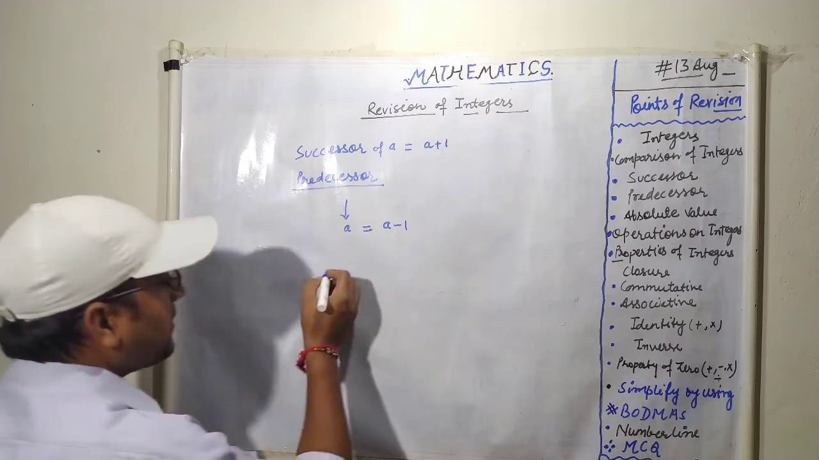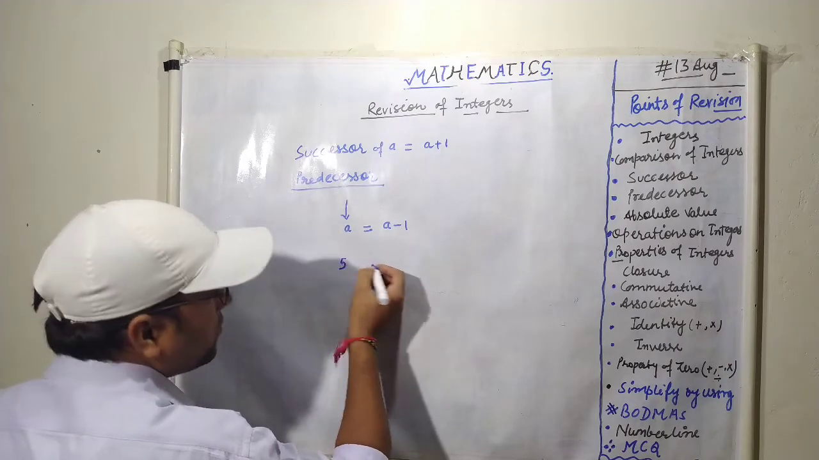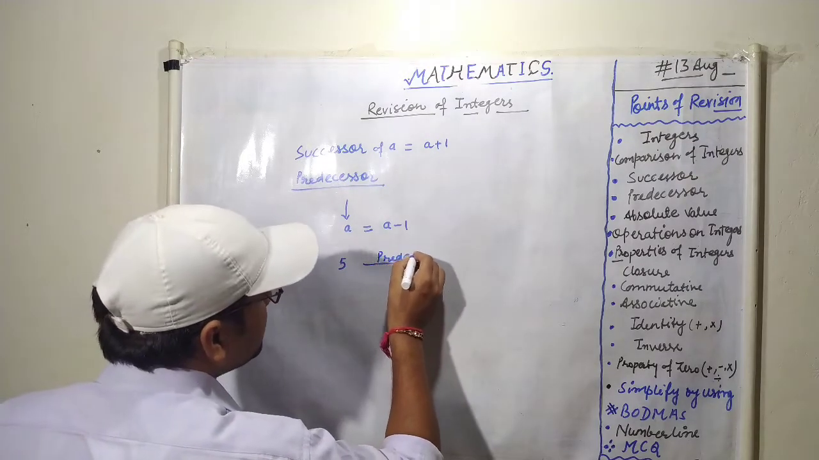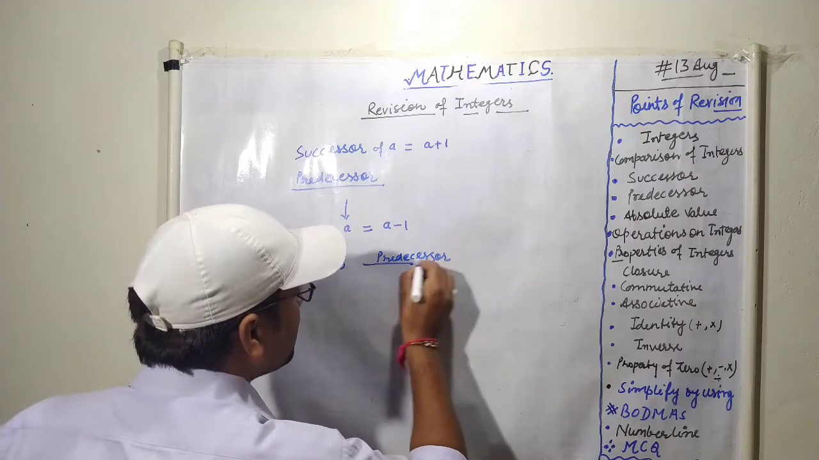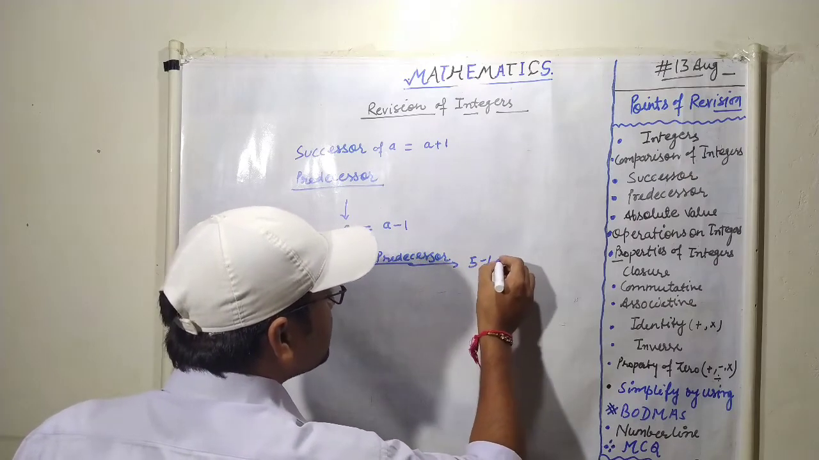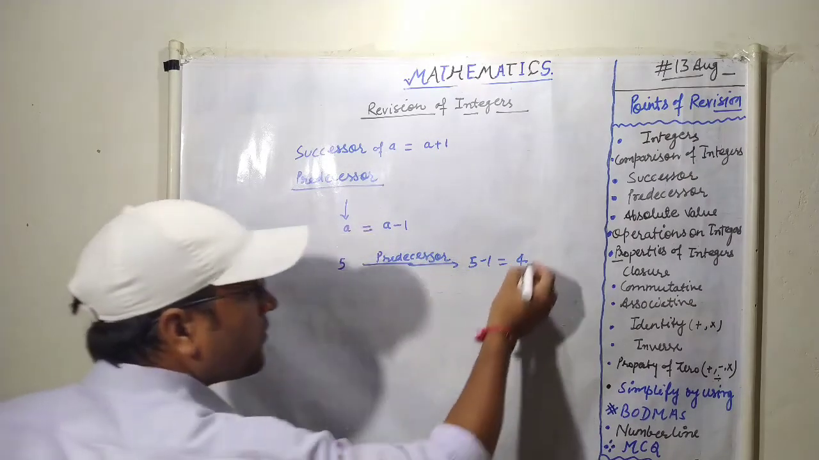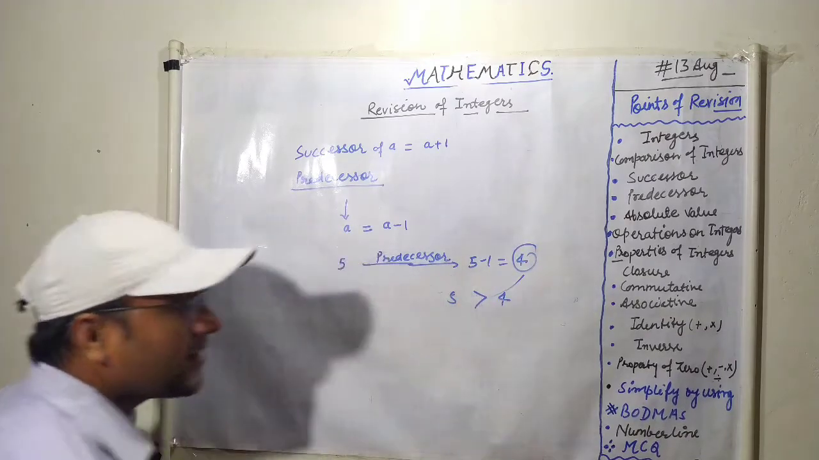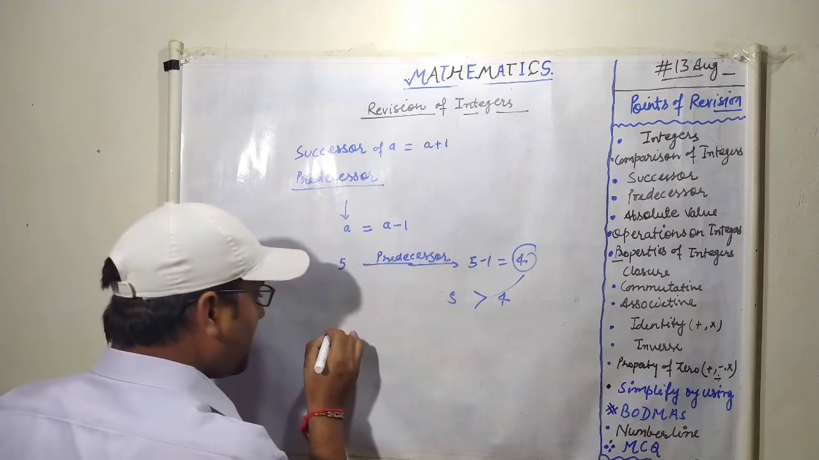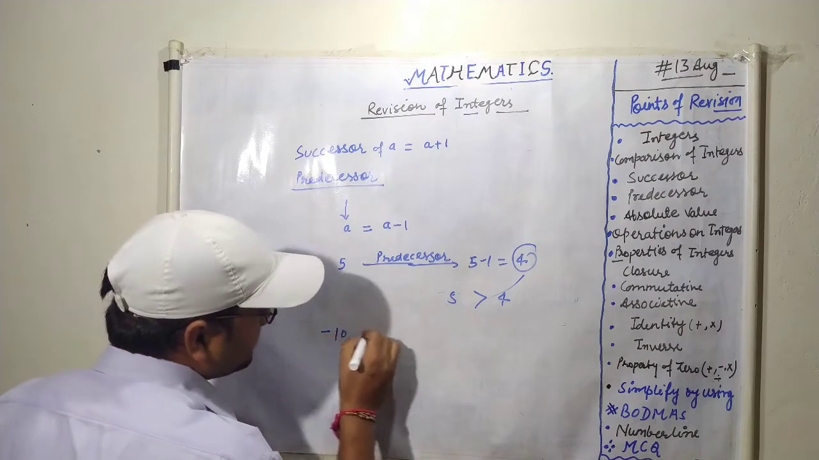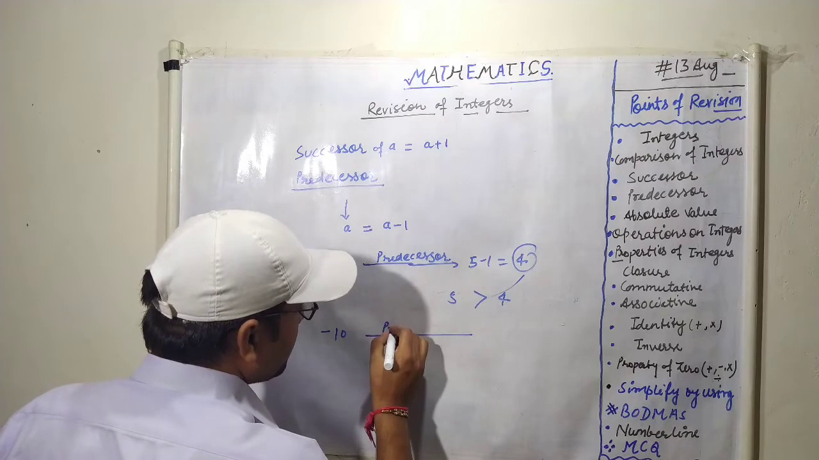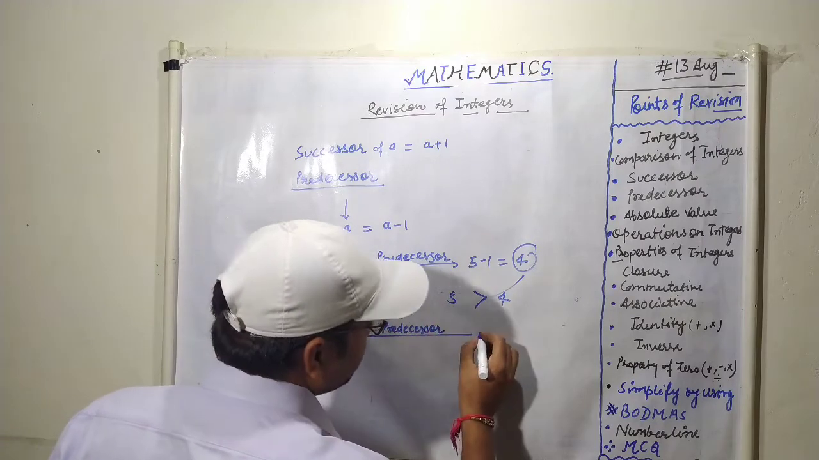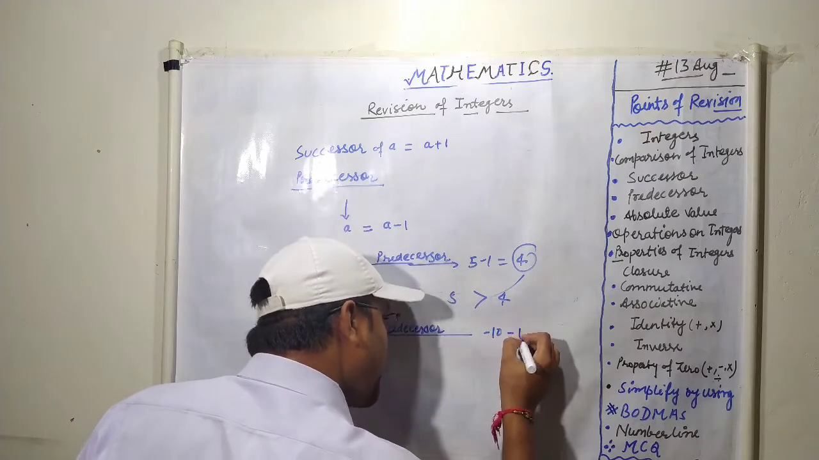Suppose, what is the predecessor of 5? 5 means 5 minus 1, you will get 4. 4 is always less than 5. What is the predecessor of -10? Subtract 1 from that.